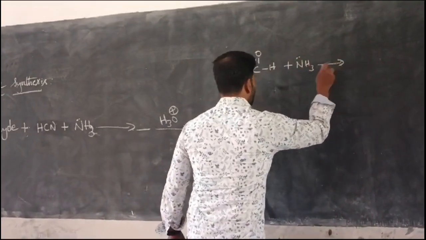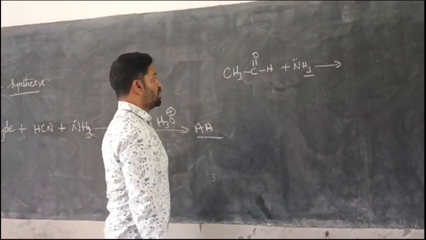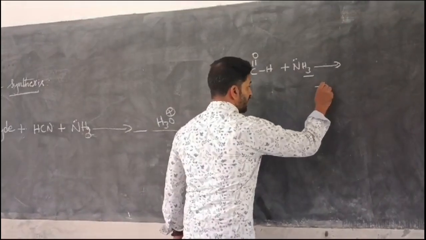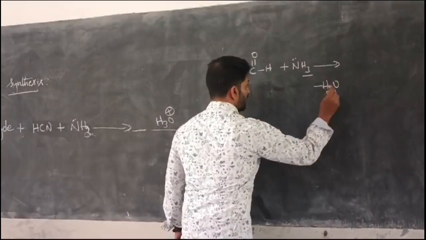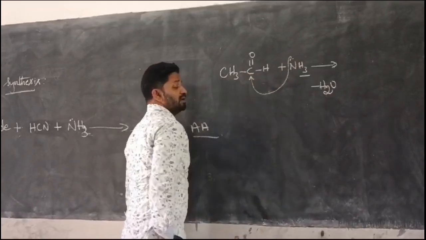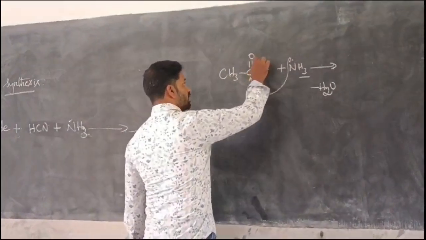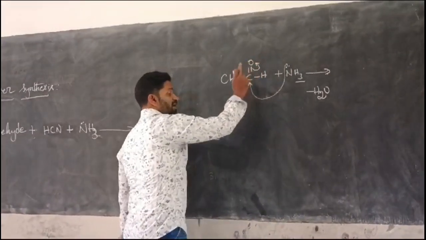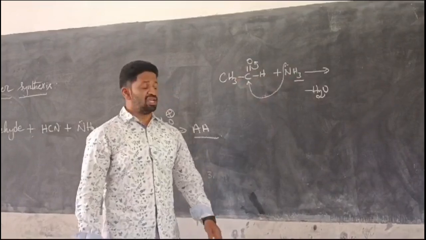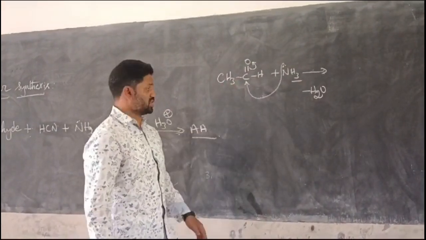NH3, minus H2O. Remove H2 from ammonia and oxygen from the aldehyde. So remove H2O, dehydration. Right? We know the mechanism: the lone pair of electrons attacks the electrophilic sp2 hybridized carbon atom. Shift this bond, right? So this will become OH. Then eliminate one of the hydrogens in NH3 as H plus ion. Then make a double bond between carbon and oxygen.